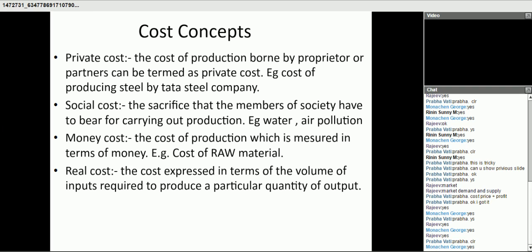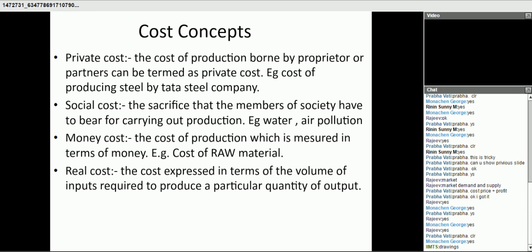It's like the cost of producing steel by the Tata Steel Company. Or you must be knowing the term drawings. Drawings in case of business accounts. Do you know what that is? Drawings in business accounts. Is that some type of sketching?